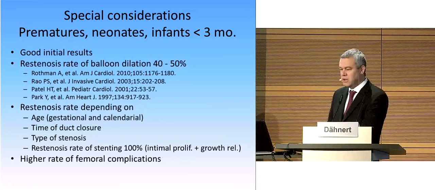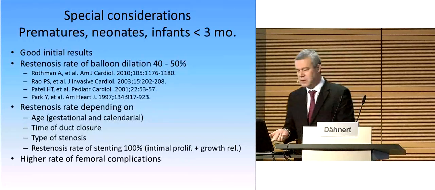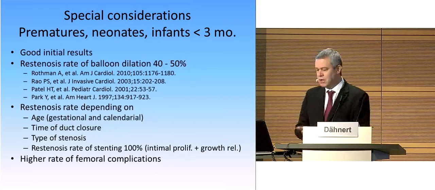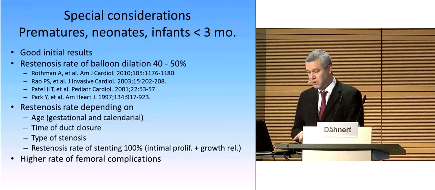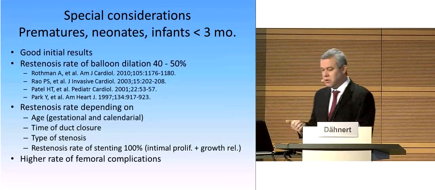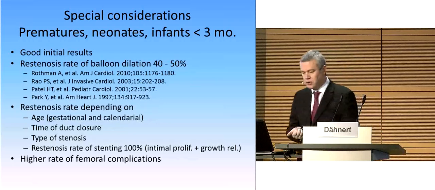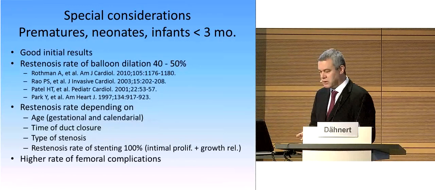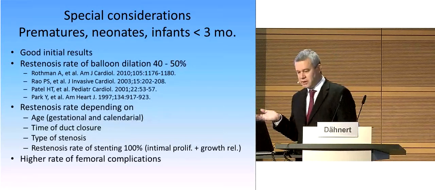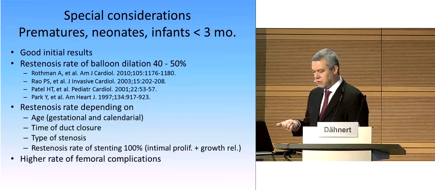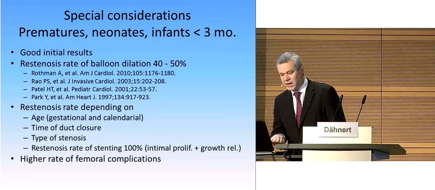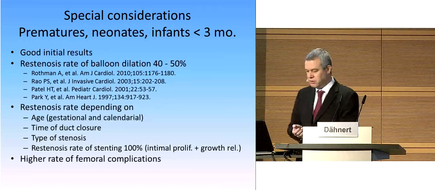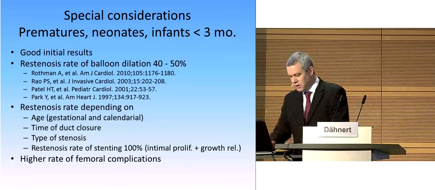Special considerations we need for premature babies, for neonates and infants less than 3 months old. We have good initial results, but the balloon has a high restenosis rate of 40 to 50%. And the restenosis rate is depending not only on the calendarial age, but also on the gestational age, on the time of the duct closure, on the type of the stenosis. And of course, if you put in a stent in a small baby, you will have restenosis related to growth of the child, but also to severe intimal proliferation into the stent. And of course, in small children, you have a higher rate of femoral complications.